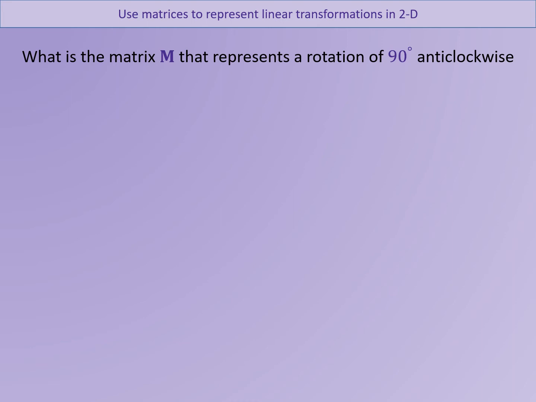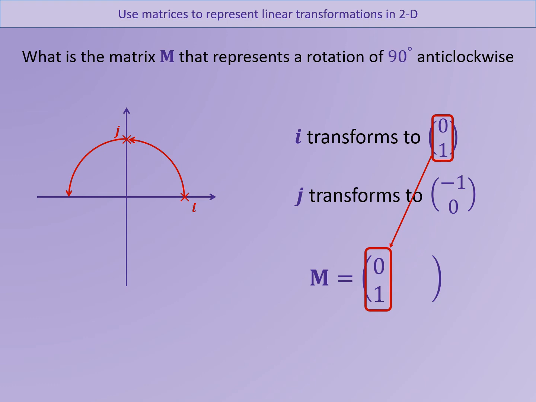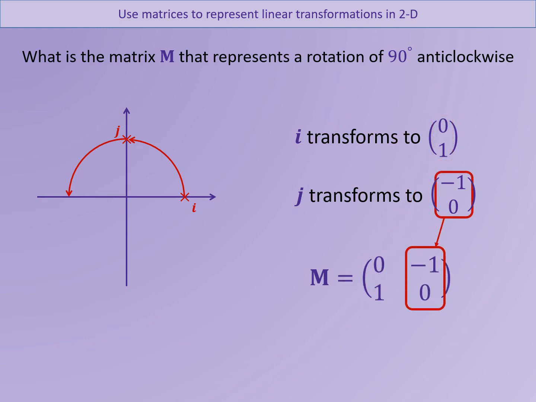What is the matrix M that represents a rotation of 90 degrees anti-clockwise? Again, let's take a look at what i will transform to. So it will transform from (1, 0) to (0, 1). And what about j? Well, j moves round to the negative x-axis and so is mapped to (-1, 0). And it's these two vectors that make up the matrix for the transformation. So (0, -1; 1, 0) represents a rotation of 90 degrees anti-clockwise.